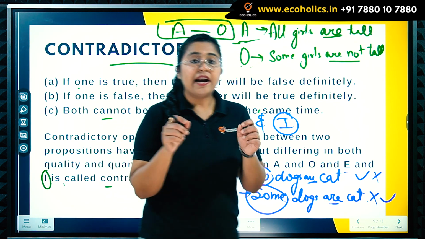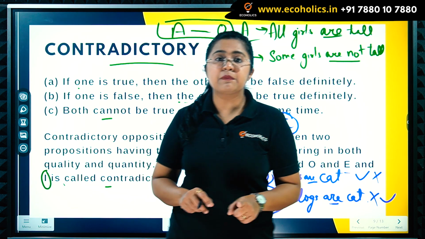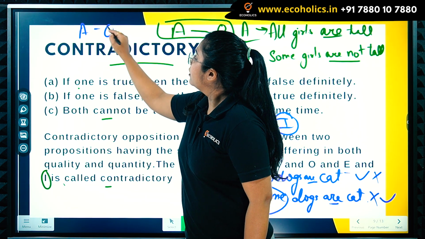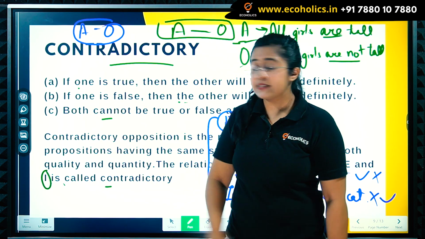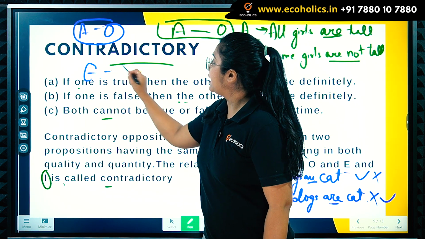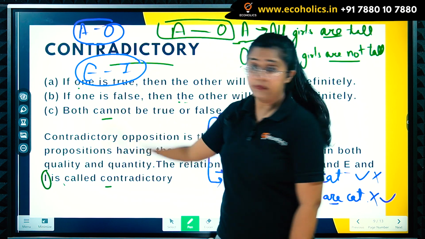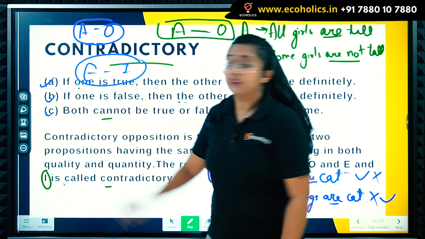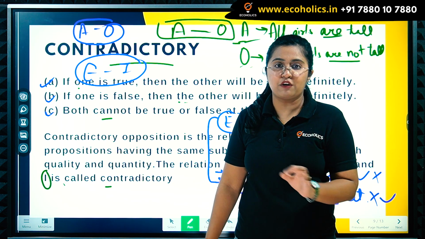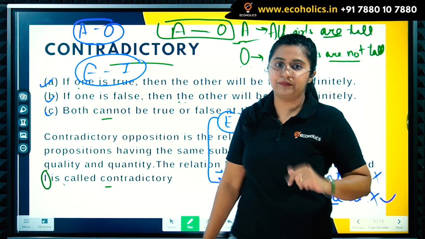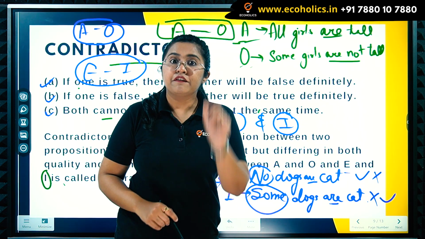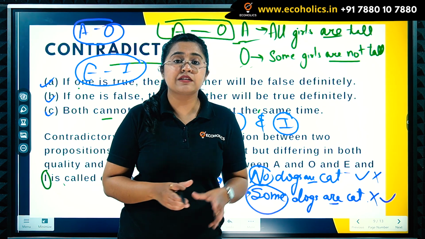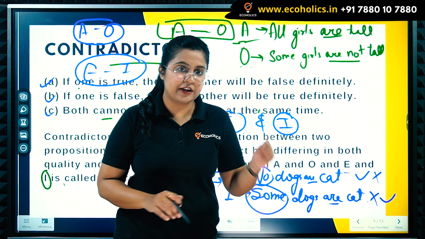Okay. So identification of contradictory statements will be from A, O type of sentences and E and I type of sentences. And do remember the 3 golden rules of contradictory sentences. So that is the first type from the classical square of oppositions, contradictory.